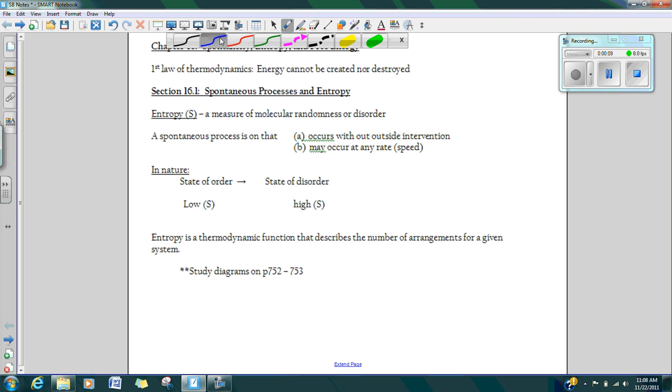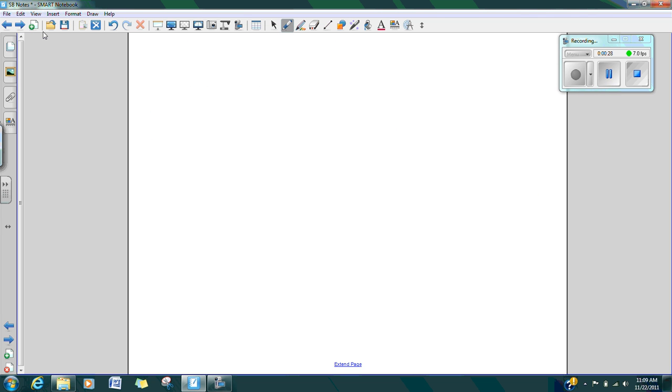We are actually going to chapter 16, talking about spontaneity. We have been talking about endothermic and exothermic reactions, and we can talk about that. Let me grab a new sheet of paper here. If we can talk about the burning of methane.